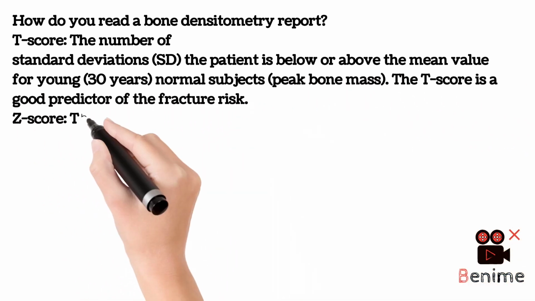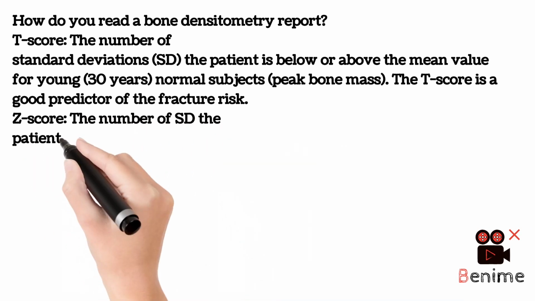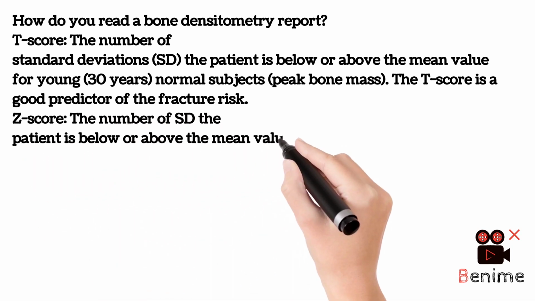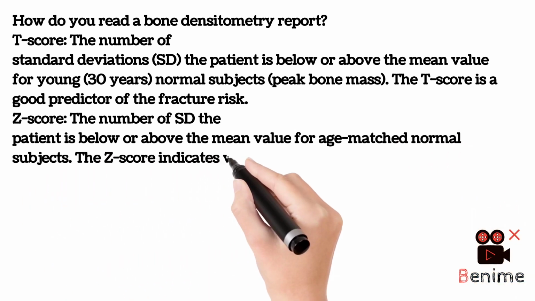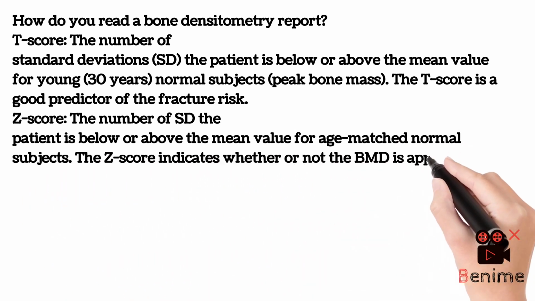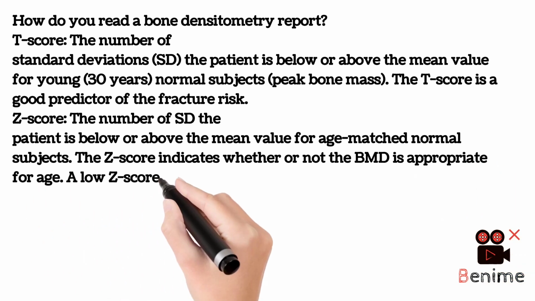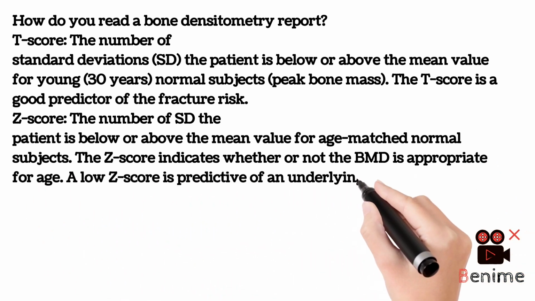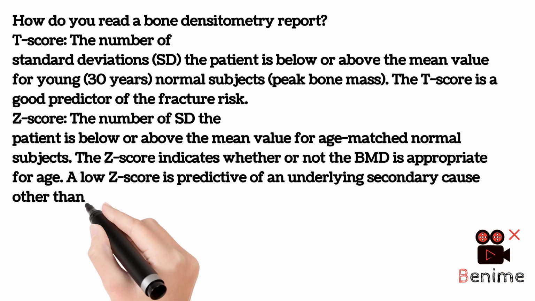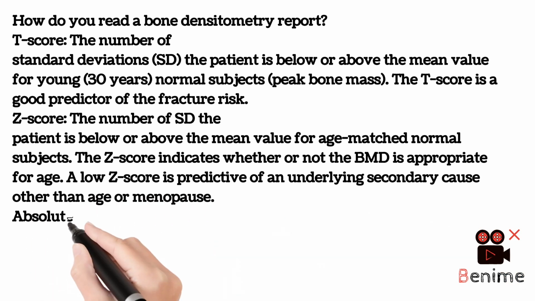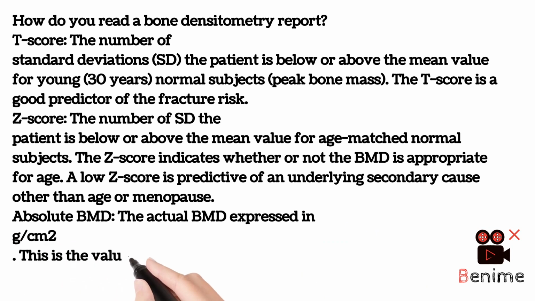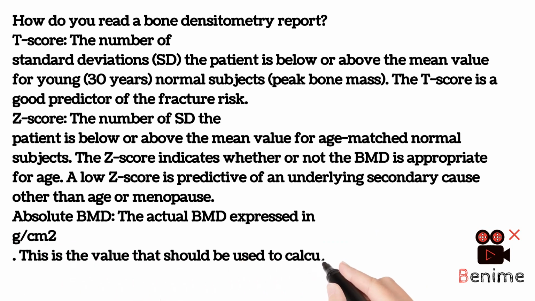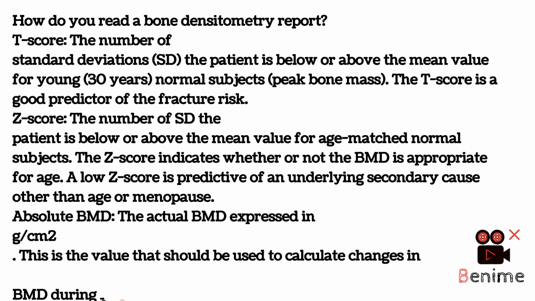Z-score: the number of SD the patient is below or above the mean value for age-matched normal subjects. The Z-score indicates whether or not the BMD is appropriate for age. A low Z-score is predictive of an underlying secondary cause other than age or menopause. Absolute BMD: the actual BMD expressed in grams per square centimeter. This is the value that should be used to calculate changes in BMD during longitudinal follow-up.